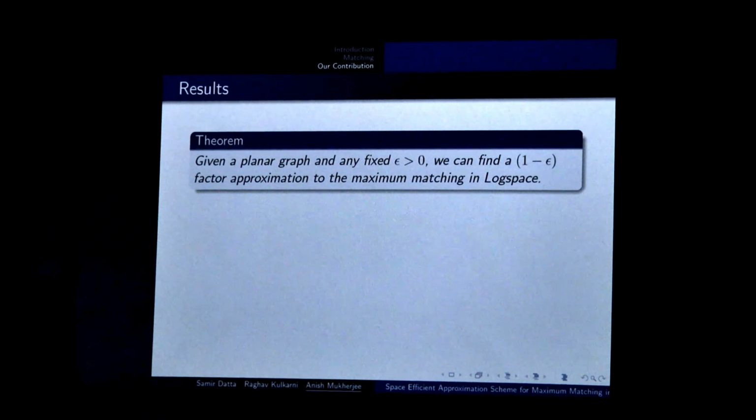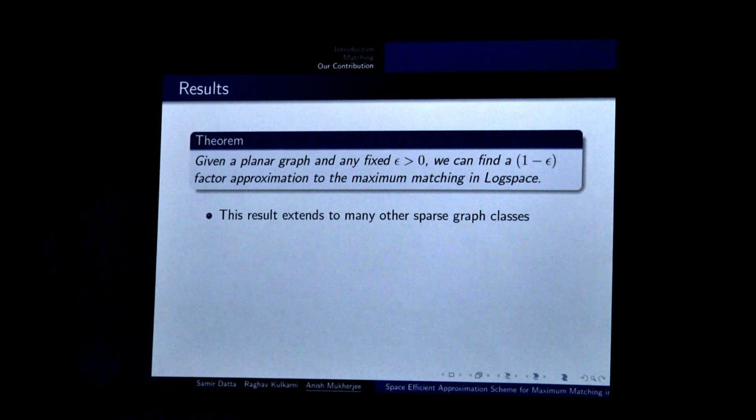What we show is that given a planar graph and any fixed epsilon, we can find a 1 minus epsilon factor approximation to maximum matching in log space. Basically, a log space approximation scheme. And this is not just for planar graphs, but it can be generalized to some other interesting sparse graph classes, which I'll come to later. But mainly I'll talk about planar graphs here.